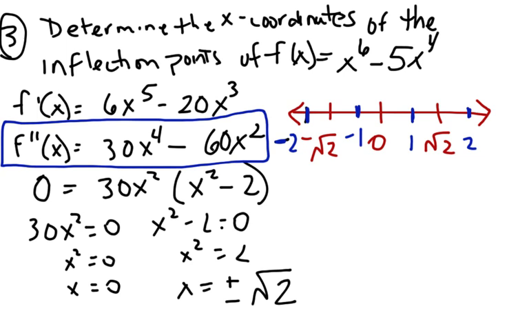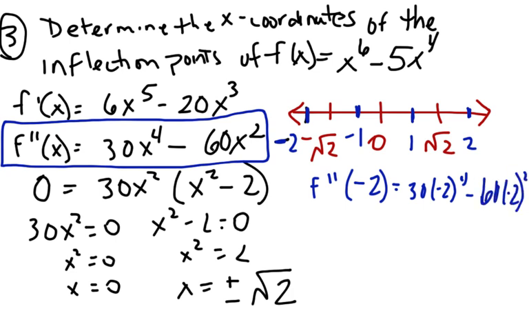is positive or negative. So f double prime of negative 2 is going to be 30 times negative 2 to the 4th power minus 60 times negative 2 squared. That's going to be 30 times 16 minus 60 times 4, and that is going to be a positive. So I have positive values here.